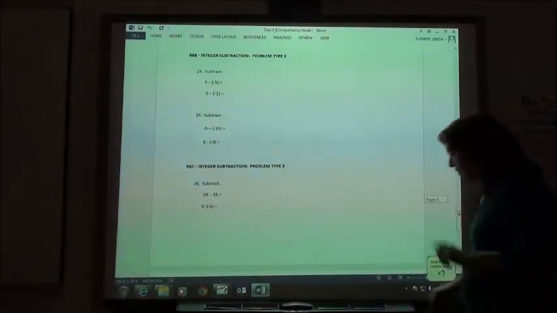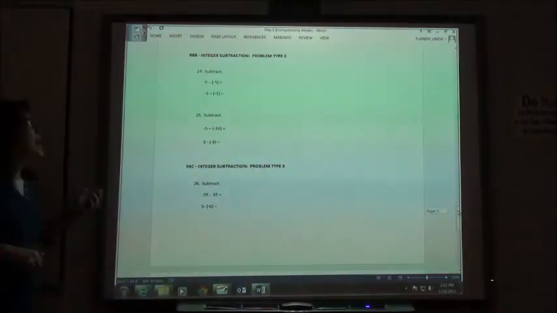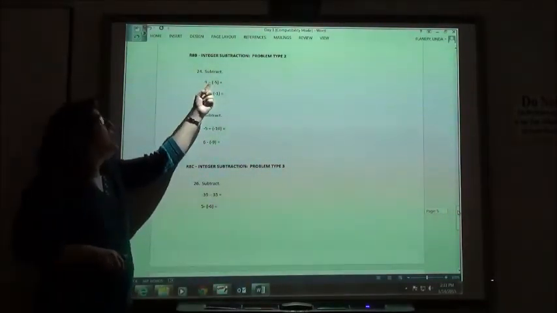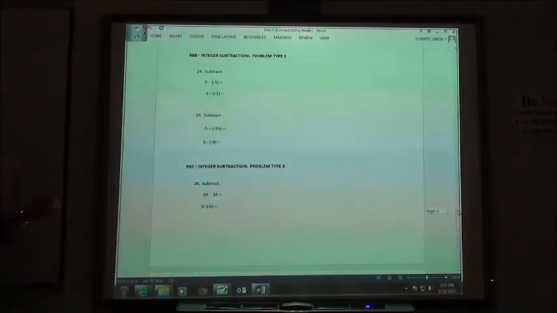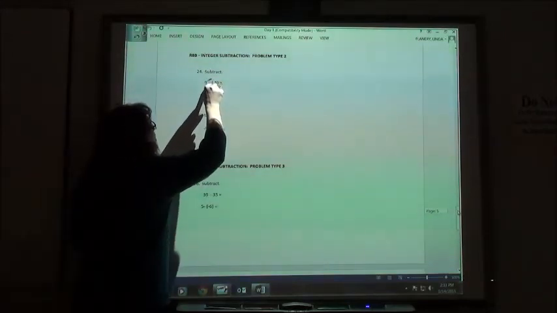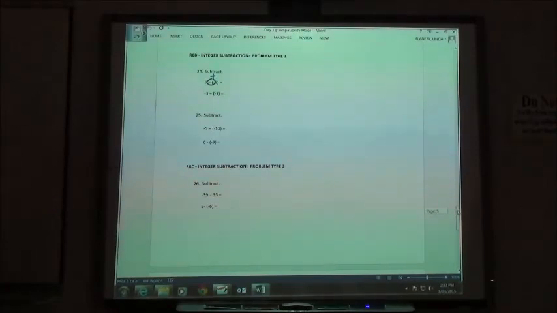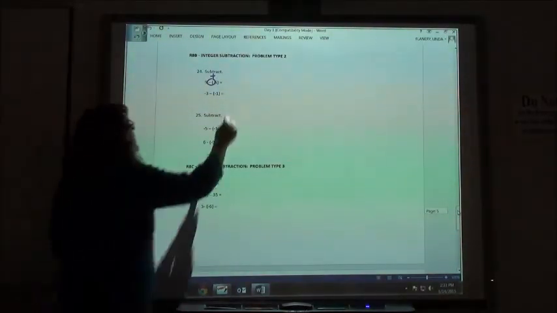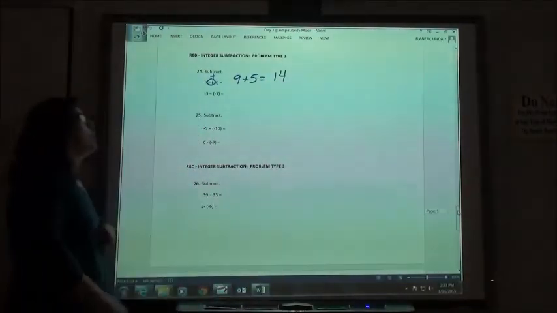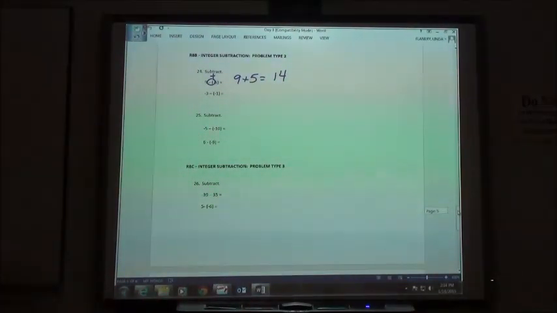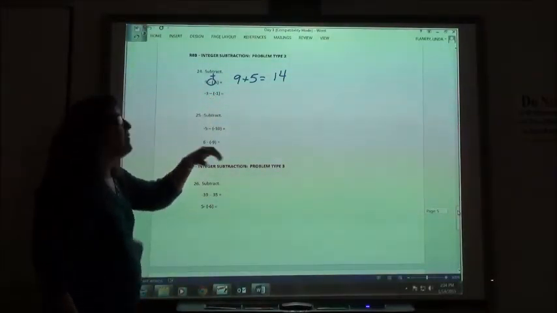Number 24 and 25, this is the place where you actually probably want to use the rule that when I have subtraction, I want to change it to adding the opposite. Whenever I subtract a negative, this is going to change to a plus sign. The opposite of a negative changes it to a positive. So this problem here is going to become 9 plus 5, and so 9 plus 5 is going to give me 14.